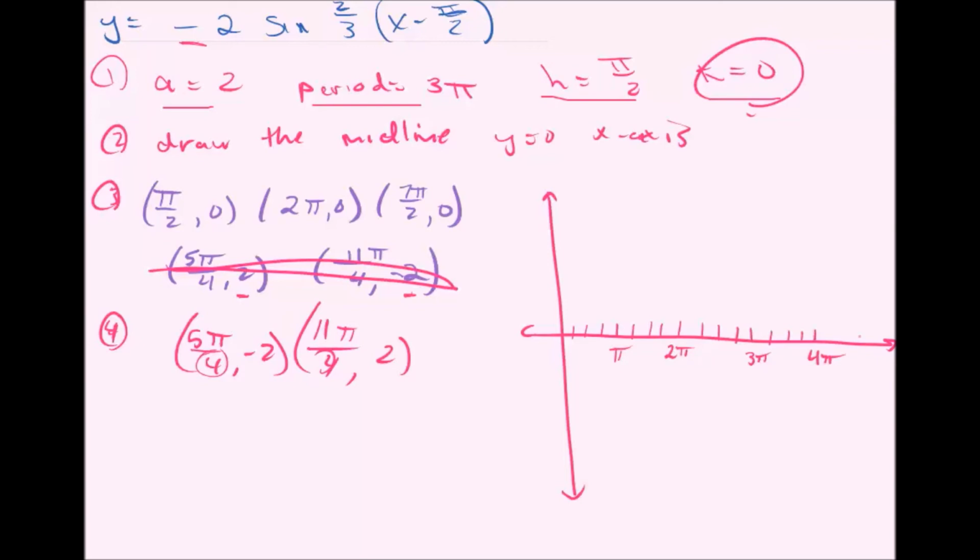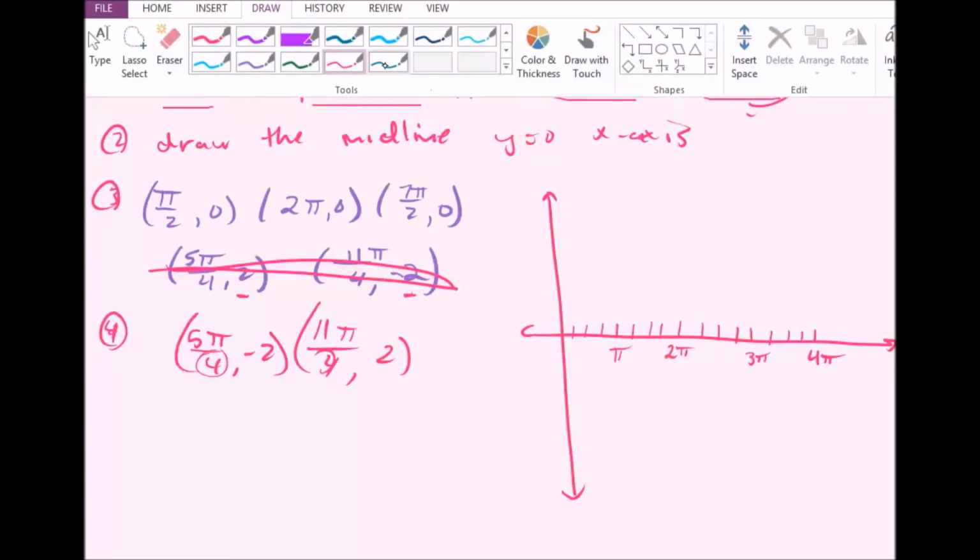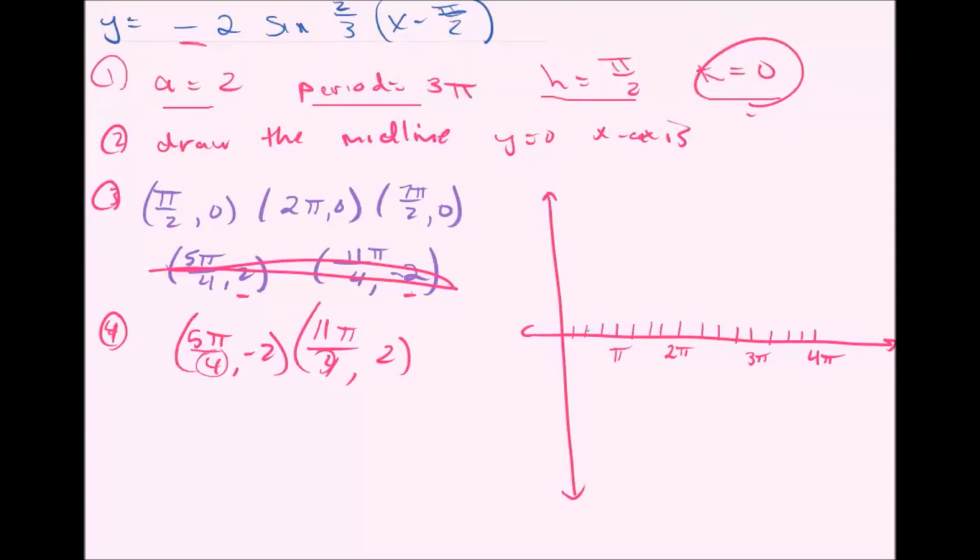So now we can draw our points. So we have pi over 2, 0. Let's go ahead and put the first one in. So pi over 2 is going to be here, because halfway between 0 and pi is pi over 2, or 90 degrees. The second one is 2 pi, comma 0. And the third one is 7 pi over 2, 0. So this is 6 pi over 2, and we need 7 pi over 2, which is halfway between 3 pi and 4 pi.